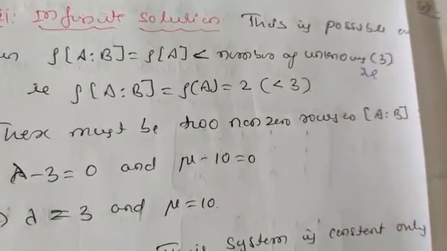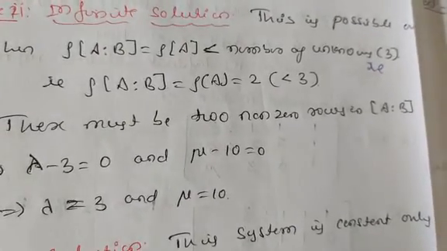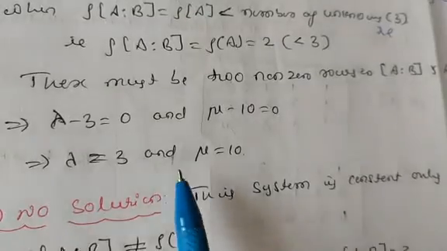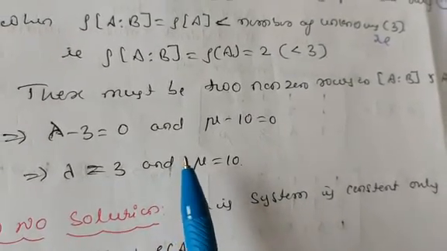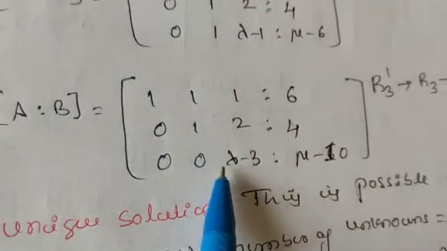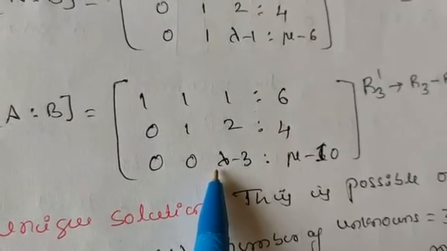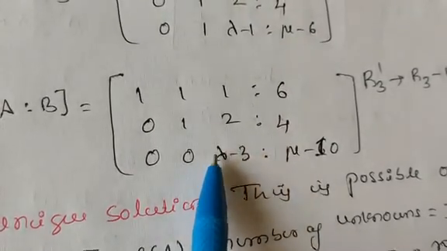So rank of AB is equal to rank of A is equal to 2 means there should be 2 non-zero rows in both A and AB. Here 2 non-zero rows means, in A colon B, this is the A colon B, there should be 2 non-zero rows. So this row must be equal to 0 here.